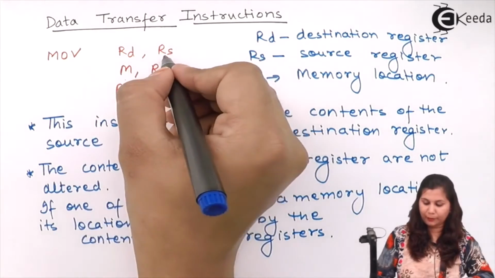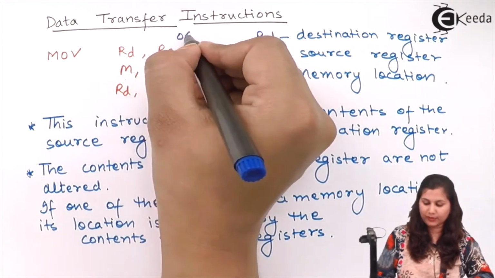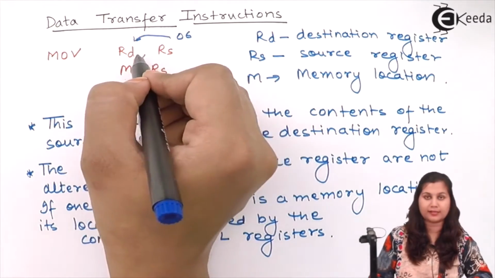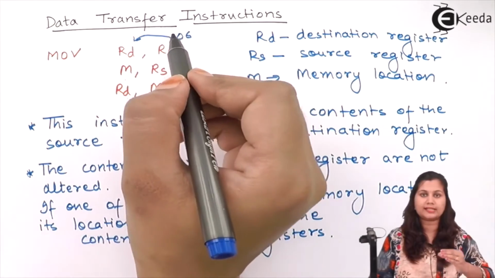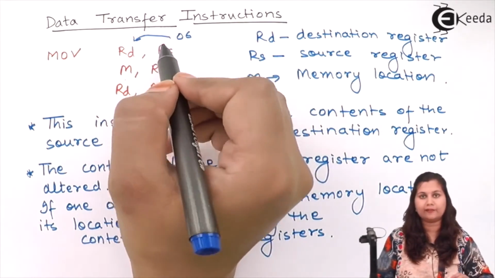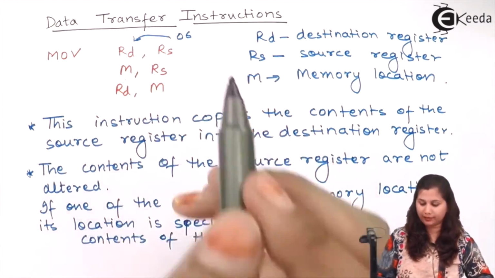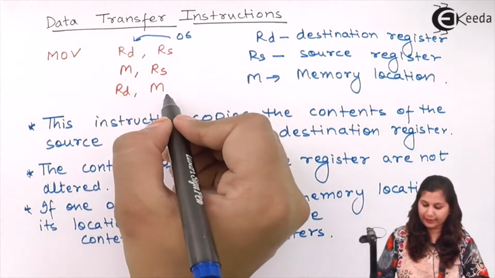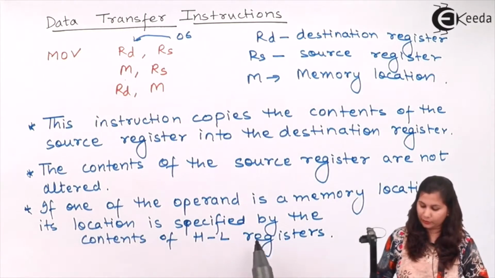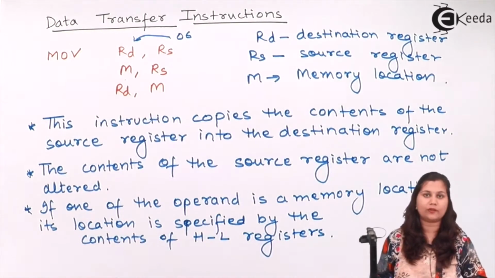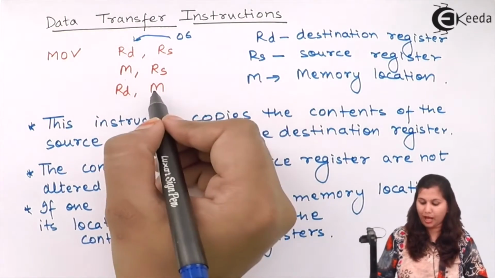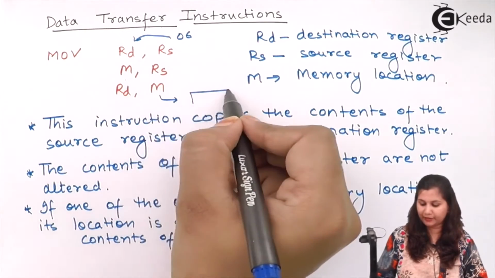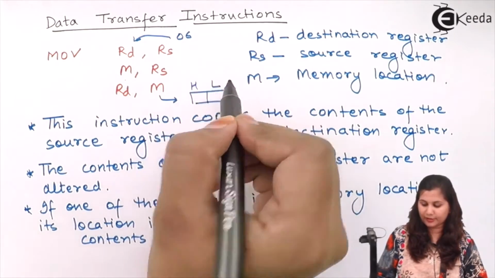That is, suppose the source is having a number 06, so this number will be copied to the destination register, but the source register will still hold its content. It will be having 06 in it. Now, if one of the operands is a memory location like M, its location is specified by the contents of the HL pair register. How are we going to get the address of this memory location? It will be specified in the HL pair register.